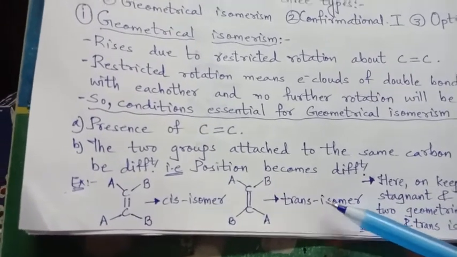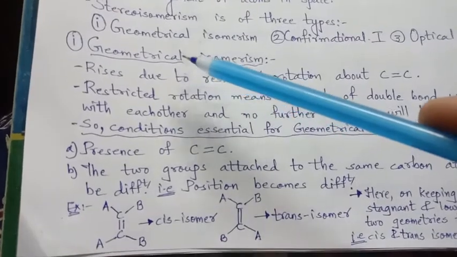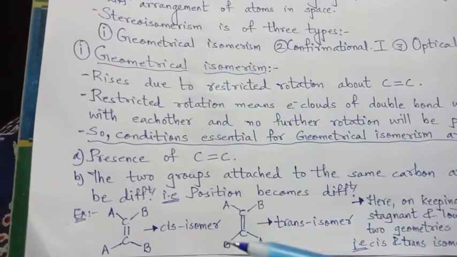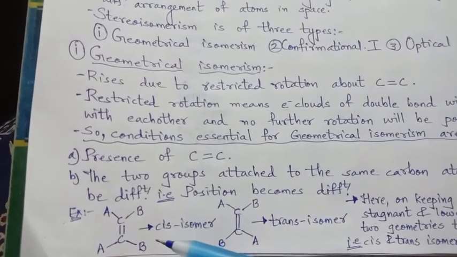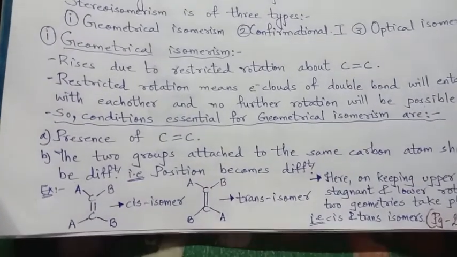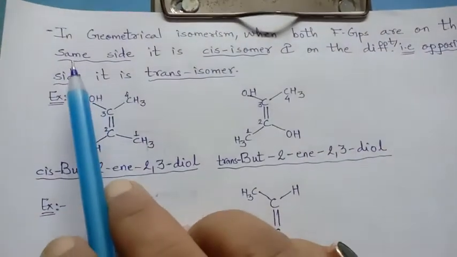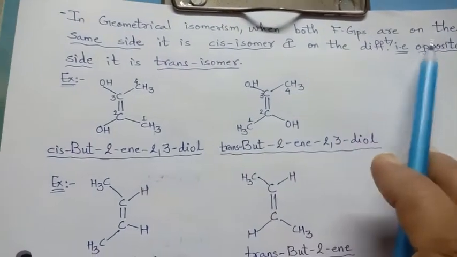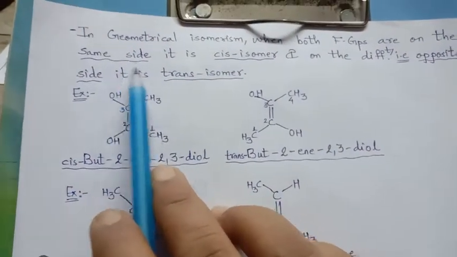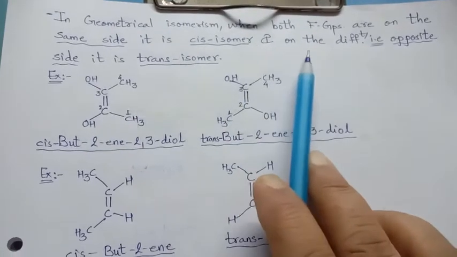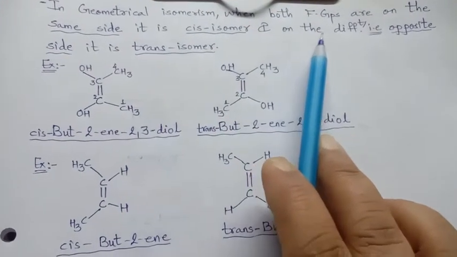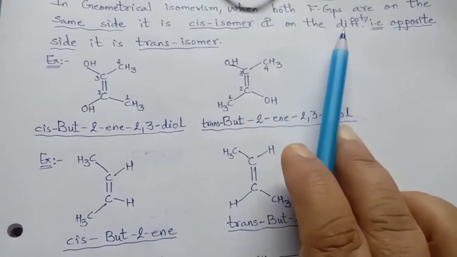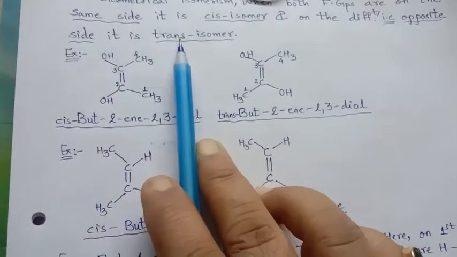I just told you what geometrical isomers are. There will be some difference in the geometry, and see the difference, right? Let us see further. In geometrical isomerism, when both functional groups are on the same side, it is the cis isomer, and if both the functional groups are on the opposite or on different sides, then it is the trans isomer.